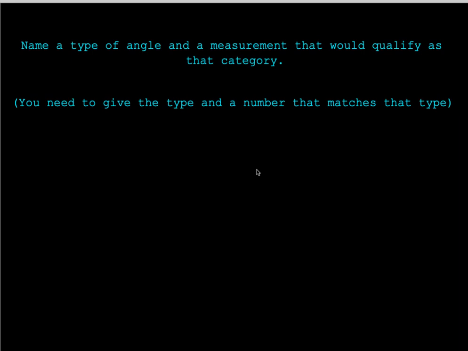And one last challenge for you here. You're going to name one of the 6 types of angles that we talked about. So you're just going to write the word, the name of one of the kinds of angles we talked about, and then you're going to give me a measurement that would match that type of angle. So you're going to type a word, and then you're going to type a number. Okay, the name of a type of an angle, and then a number that would fall in that category.